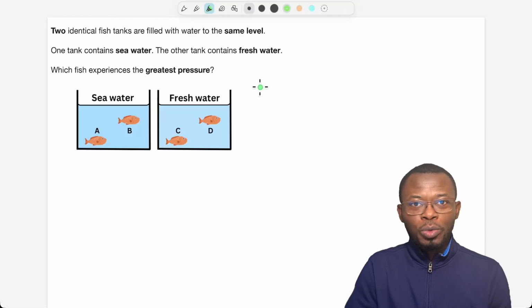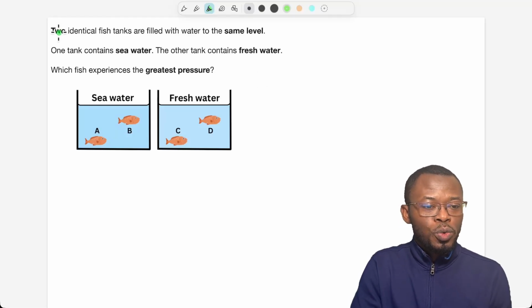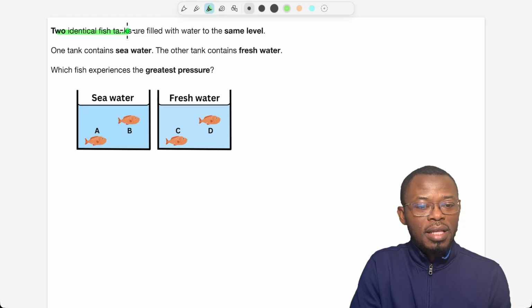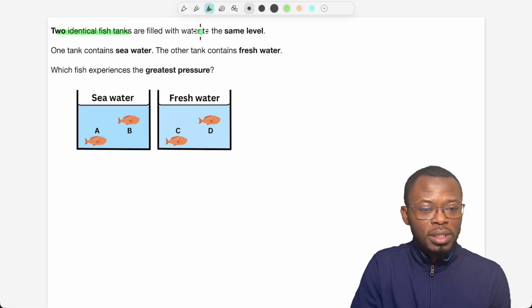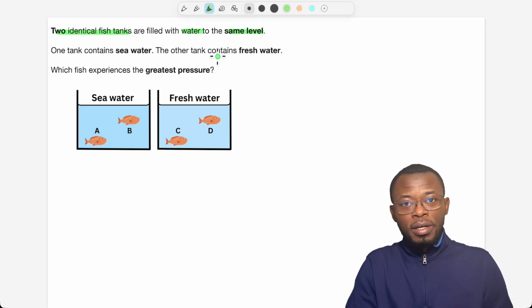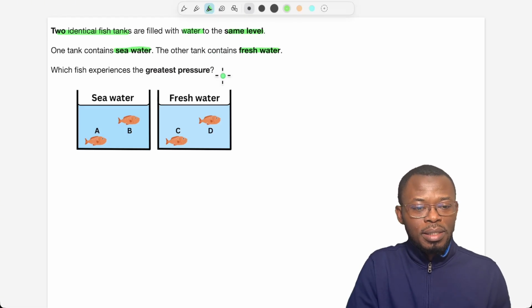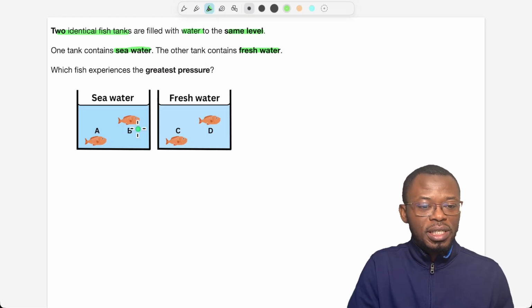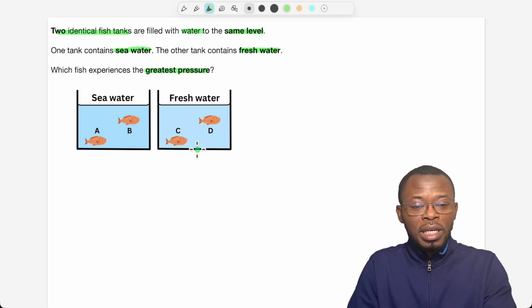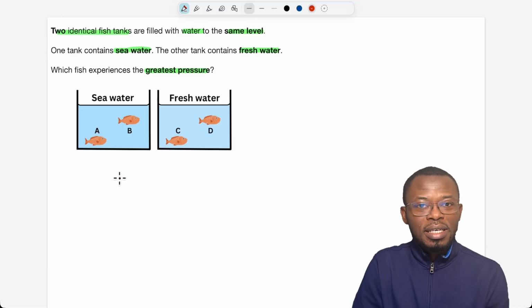Hello everyone and welcome. Today we have two identical fish tanks that are filled with water to the same level. However, one tank contains seawater and the other contains fresh water. And in this problem, we are to determine which fish in one of these two tanks will experience the greatest pressure. We know that for a liquid, the pressure increases with the depth of the liquid.